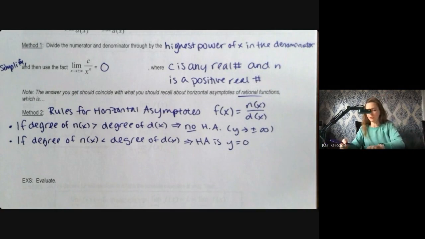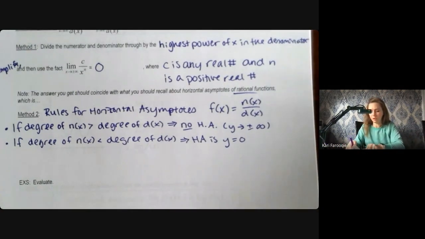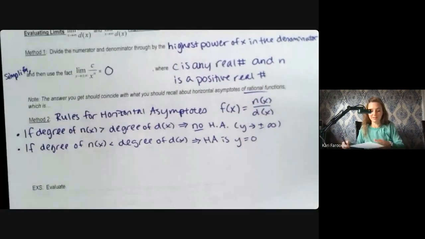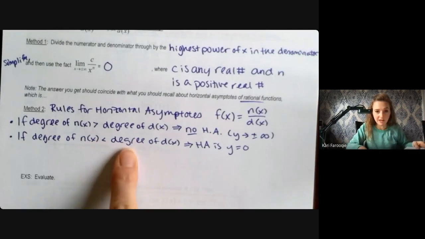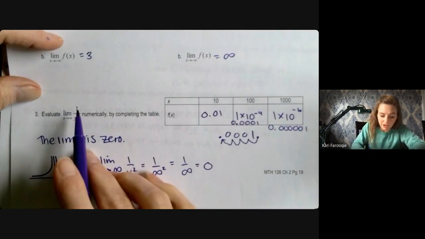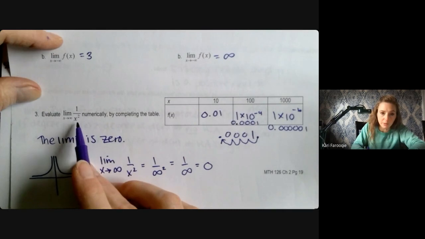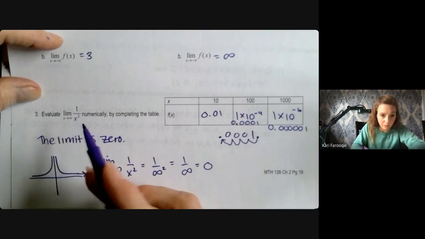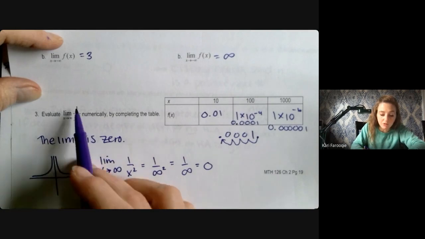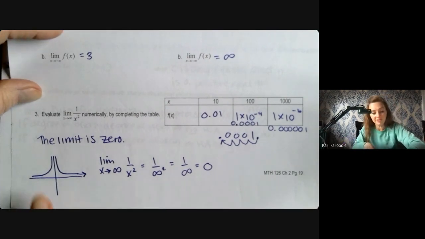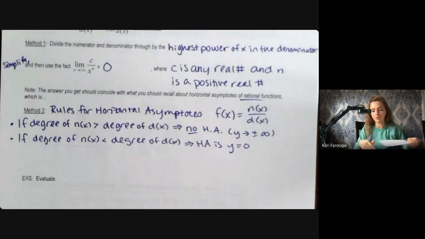So this would be sort of like what we saw with that last example. Let me find it. The degree of the numerator is less than the degree of the denominator. Well, when we did this problem, the degree of the numerator is actually 0 because it's just 1x to the 0. And then the degree of the denominator would be 2, so it'd be x squared, a second degree polynomial. The degree of the numerator is less than the degree of the denominator, and we did indeed get that this limit was 0. The horizontal asymptote is 0.